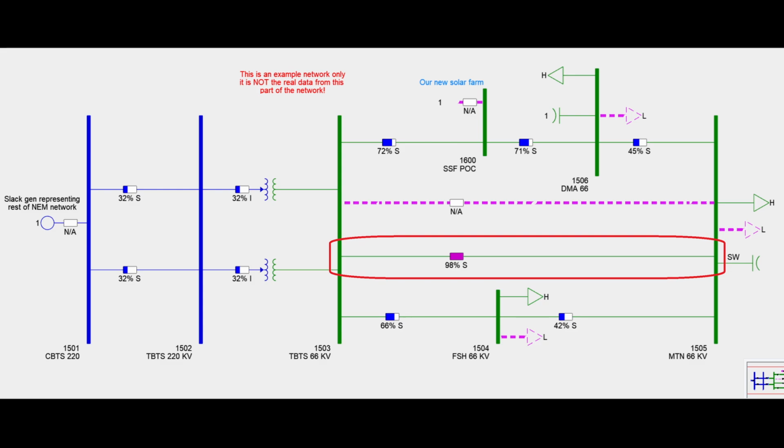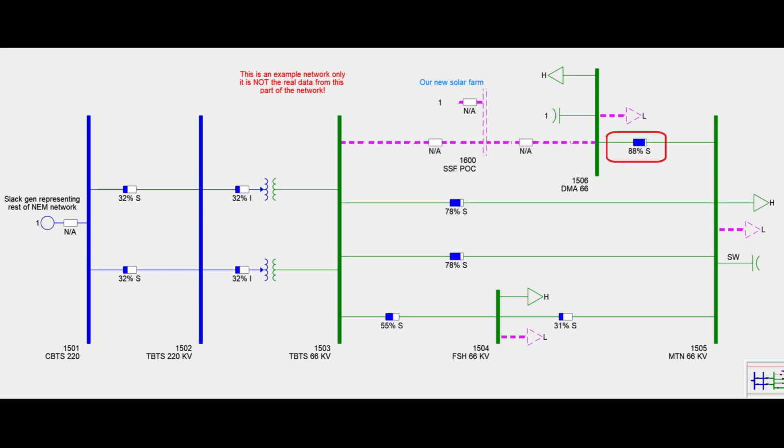Yet again, without our solar farm in service, let's check what happens if there's an outage of the Tyabb Terminal Station to Dramana line, the line our solar farm connects to. We can see that under high loading, the DMA bus load is supported by a single line via Mornington. It is pretty heavily loaded, but it doesn't breach any thermal limits.